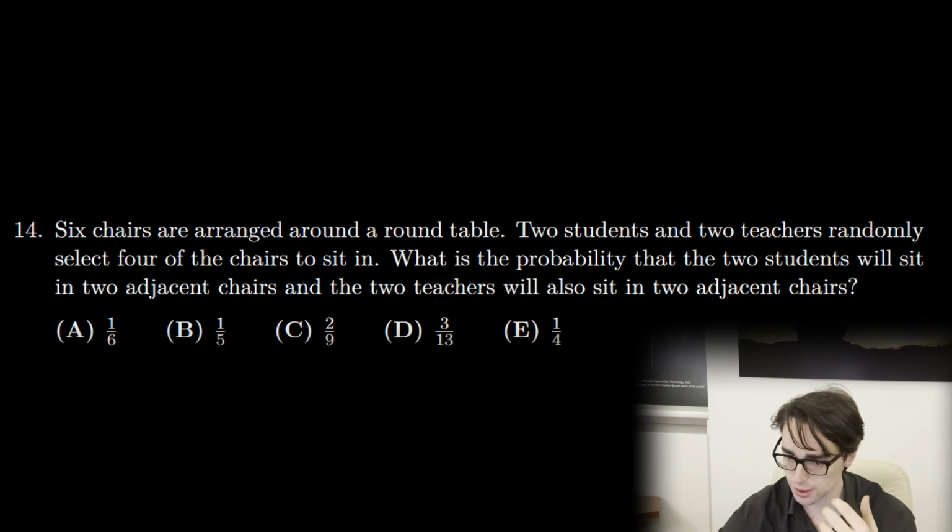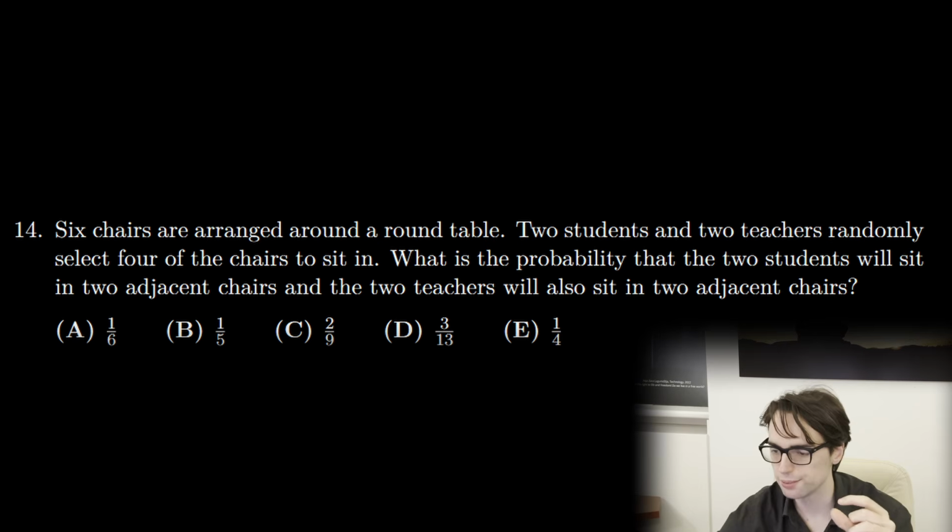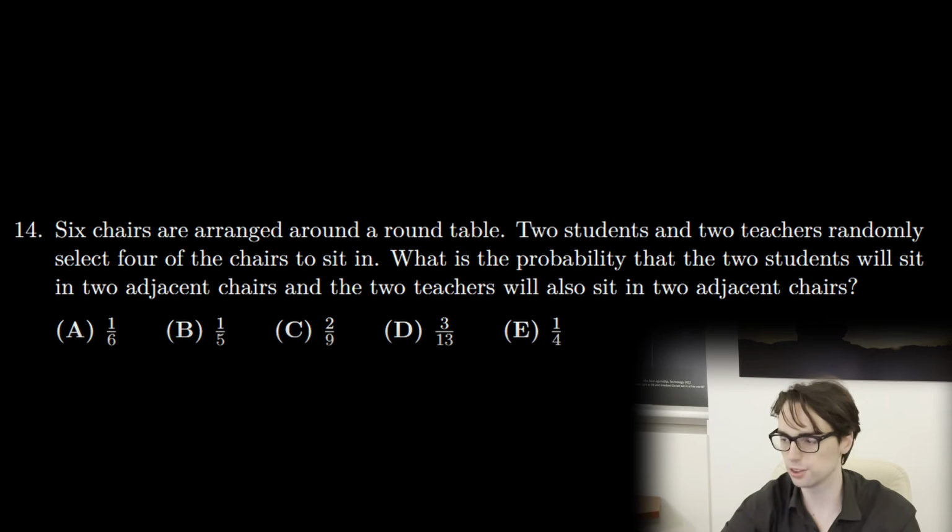Let's go onwards. So problem number 4. 6 chairs are arranged around a circle, on a table, with 2 students and 2 teachers randomly assigned. We need to figure out the probability that the 2 students will sit in 2 adjacent chairs and the 2 teachers will also sit in 2 adjacent chairs.